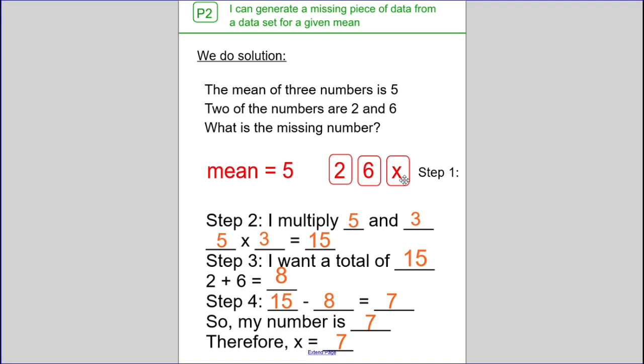As you can see here, step 1, we have got our 3 boxes. Step 2, I multiply 5 and 3. 5 times 3 is equal to 15. Step 3, I want a total of 15. Then I need to do 2 plus 6 because I have 2 and 6 so far. And if I add them, I get 8. Step 4, 15 subtract 8 will give me 7. That means your number equals 7, and therefore x equals 7.